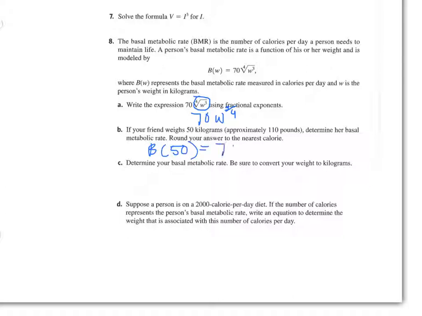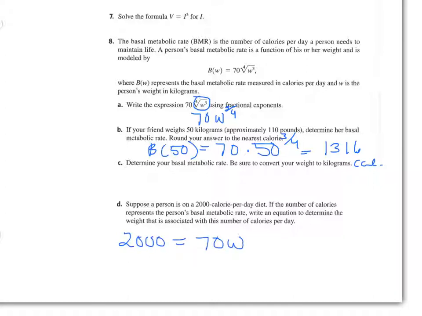This is not hard because I'm not solving anything, I'm just plugging in. If I do that out, I get 1,116 calories. I'll let you do part C because that's putting your weight in, but I want to look at part D, where they give us the calories and they want us to go back and find the weight.